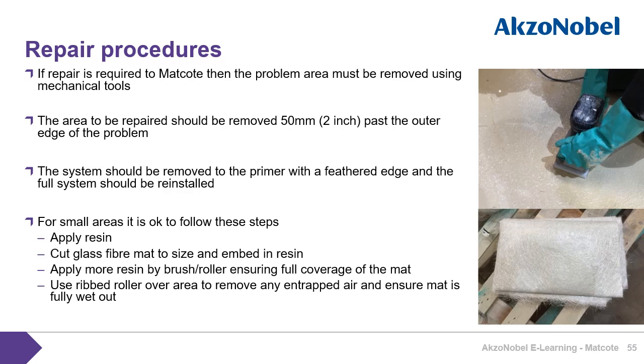For smaller areas, it is okay to follow these steps. First, apply resin via brush or roller. Then, cut the glass fibre mat or roll, look at the picture to the bottom right, to size and embed in the resin. Then liberally apply more resin by brush or roller, ensuring full coverage of the mat. Follow this by using a ribbed roller over the area to remove any entrapped air and ensure the mat is fully wet out.